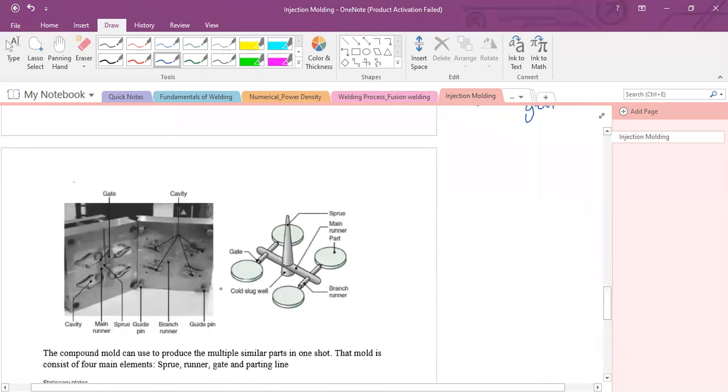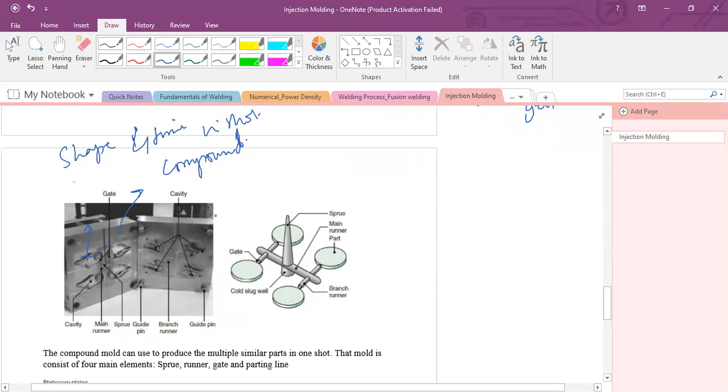For example, if you have a compound die, this mold has four cavities of the same part. You can produce the same shape four times in one shot. You can produce four similar parts in one go, four shapes of four parts in one shot, with the help of the compound die.